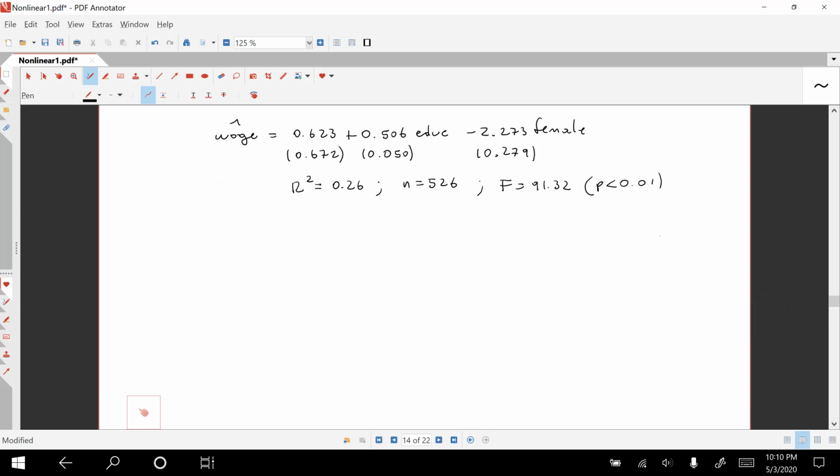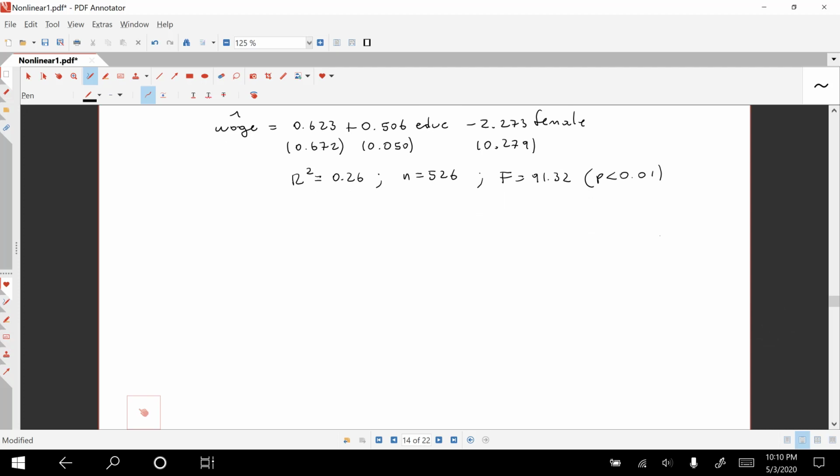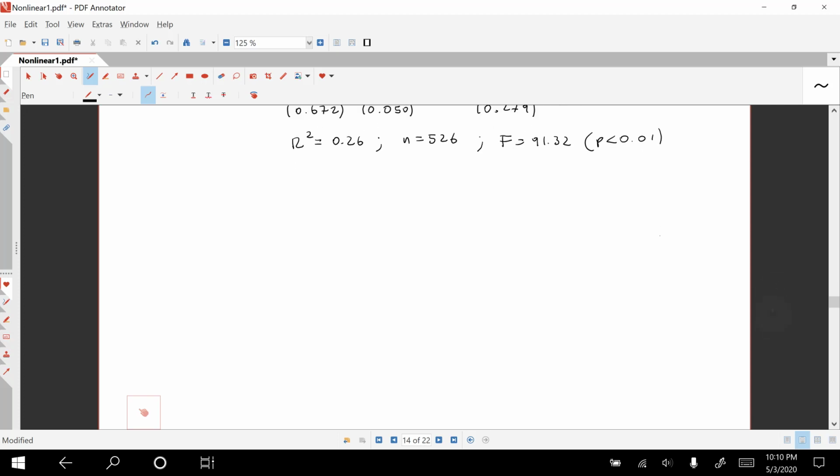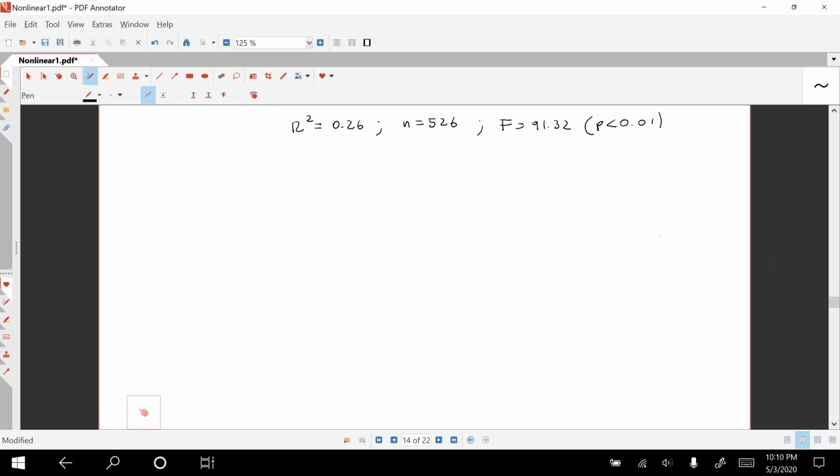Let's practice interpreting the coefficients. Of course, the p-value for the F statistic is less than 0.05, which means that the model is useful for prediction. 26% of the variability in wages is explained by both education and gender. It's not that high an R-squared, but for cross-sectional data, it's actually not that bad. So let's go ahead and interpret the coefficients.